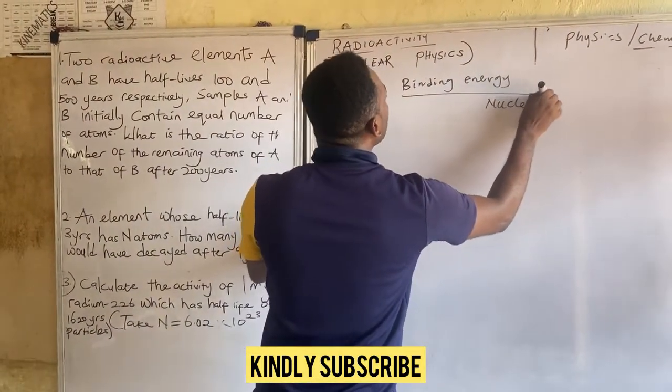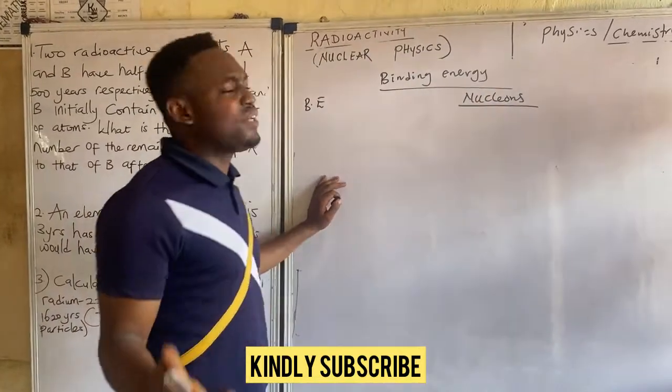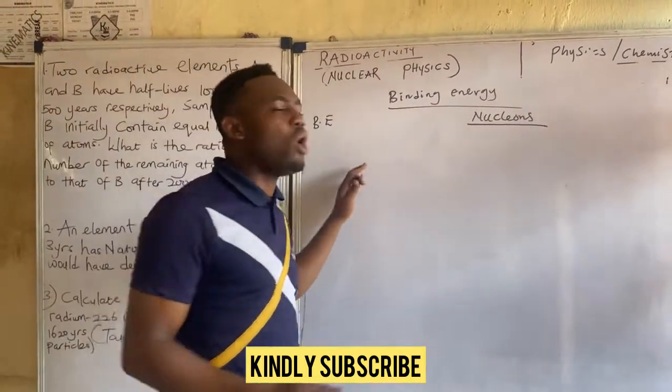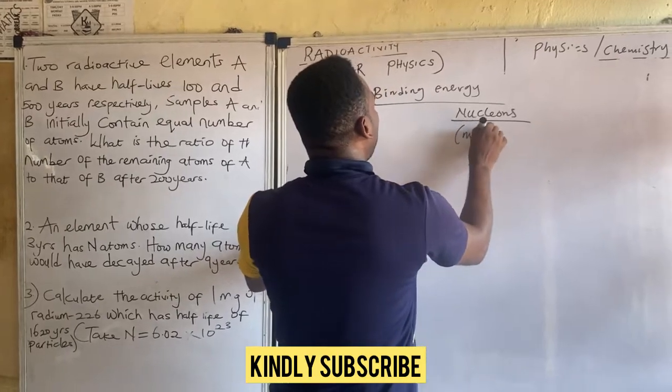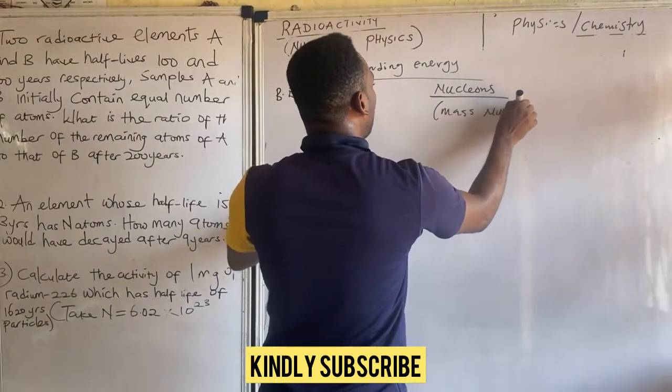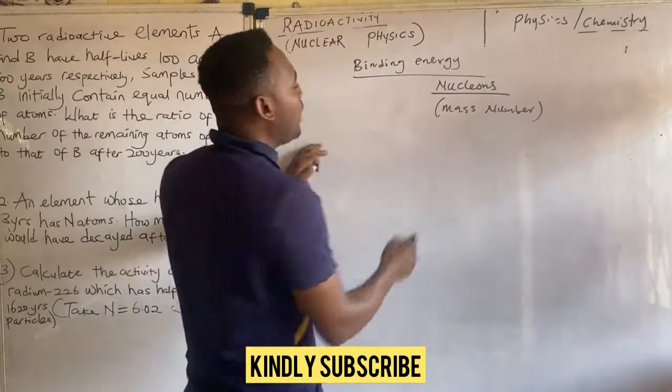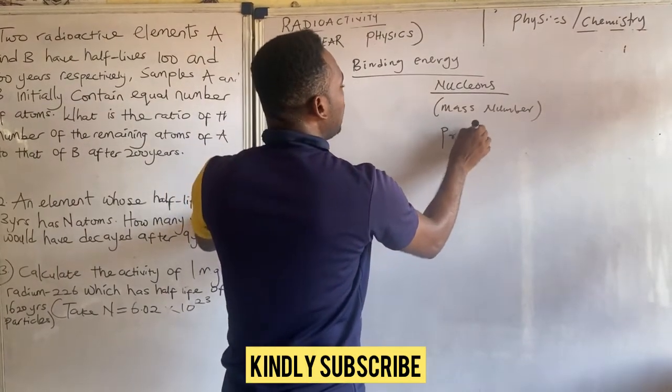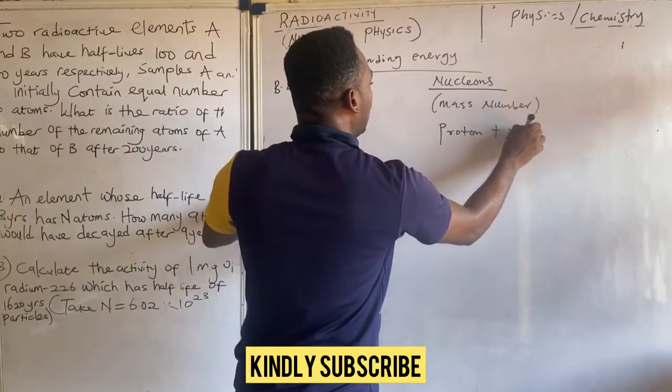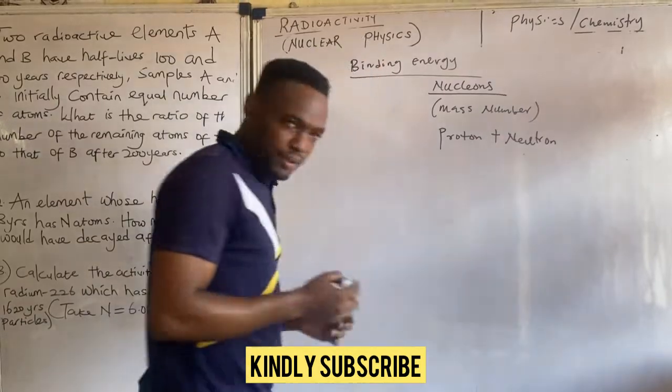Nucleus. From the basis of chemistry and physics, we know that nucleons are also called mass number. And what is mass number? Proton plus neutron.